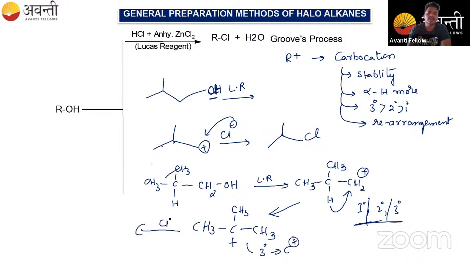Now you have to attack your Cl minus here, and at the end the product will be CH3, CH3, CH3 and Cl. Why is this rearrangement taking place? Because of the stability of the carbocation. Tertiary carbocation is more stable than secondary, than primary. So rearrangement happens in such a way as to get the stability of the compound. I hope everyone understands this one.